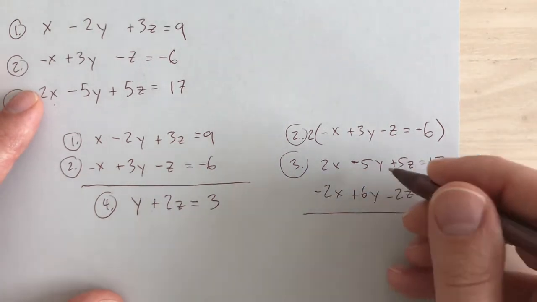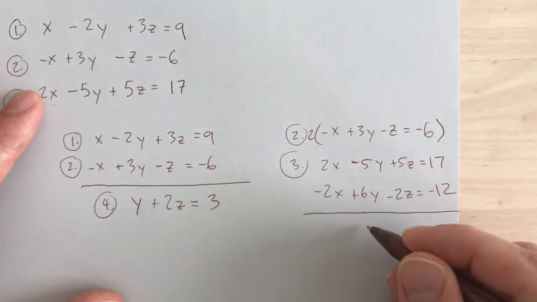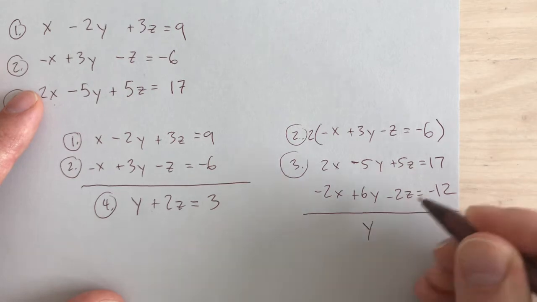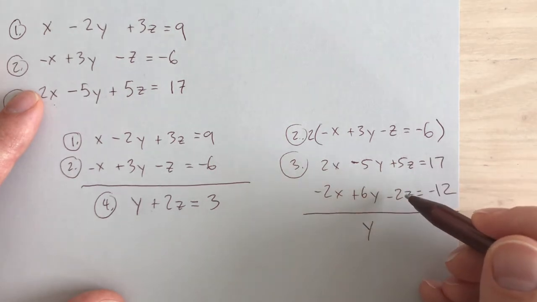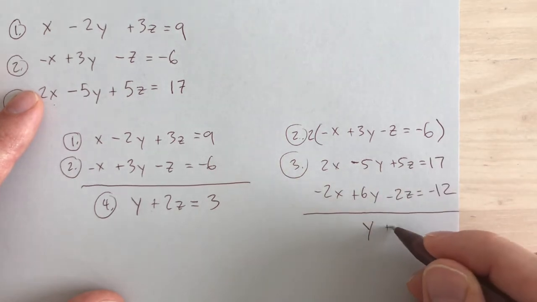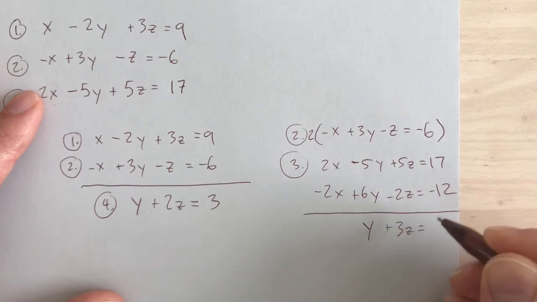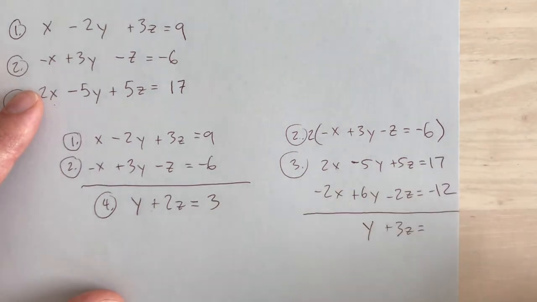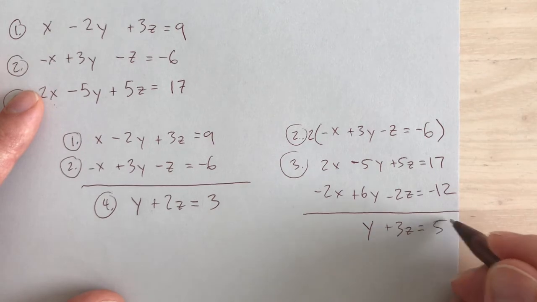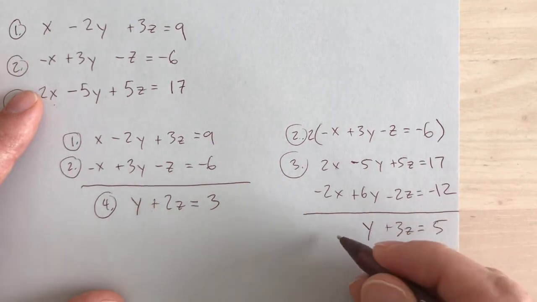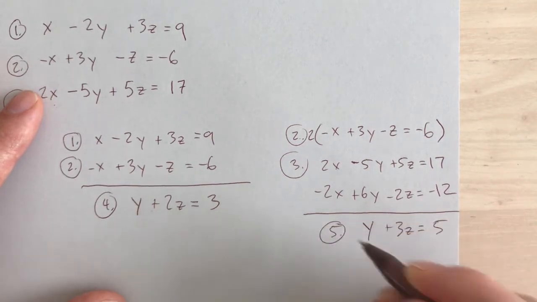This plus this is nothing. Negative 5y plus 6y is going to give me a y. And then 5z plus a negative 2z is going to give me a positive 3z. Drop down the equal sign. And then 17 plus negative 12 is just going to give me 5. Okay? And this is going to be what I like to call equation 5.